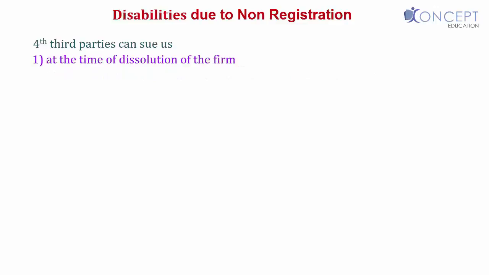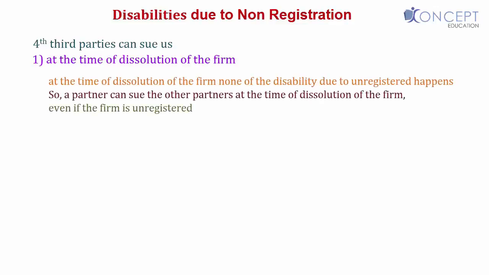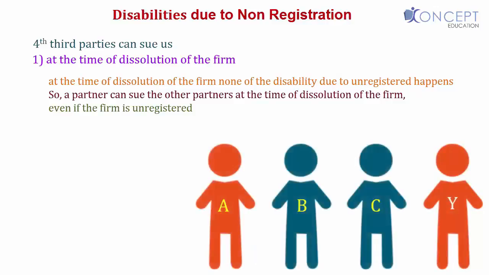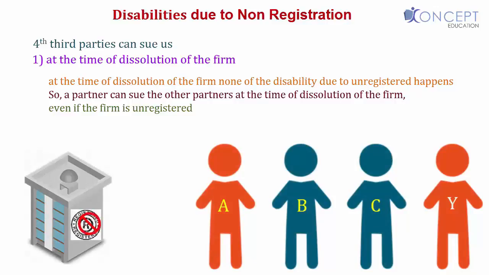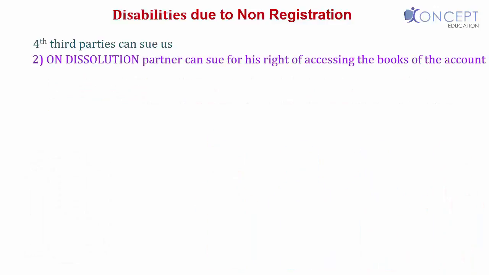1. At the time of dissolution of the firm. At the time of dissolution of the firm, none of the disabilities due to being unregistered apply. So a partner can sue the other partners at the time of dissolution of the firm, even if the firm is unregistered. Second, on dissolution, a partner can sue for his right of accessing the books of account.